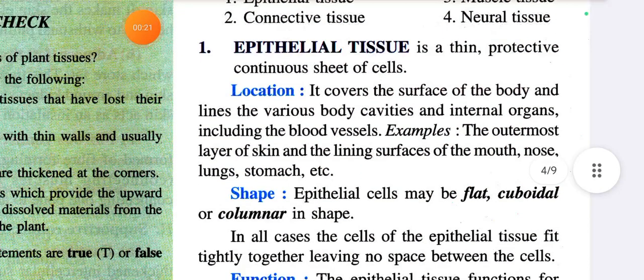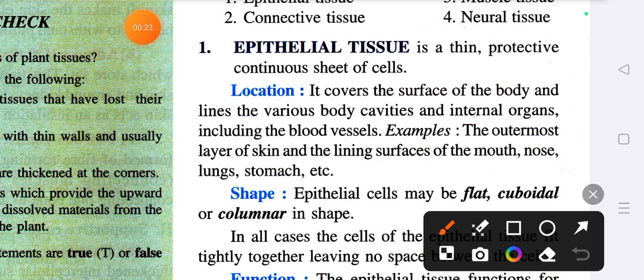So see, epithelial tissue is a very thin and protective continuous sheet of cells. It is very thin and it actually protects our internal organs. So where does it lie? It covers the surface of our body and it lies in various cavities as well as the internal organs, including blood vessels. Now we know our skin covers our internal organs.